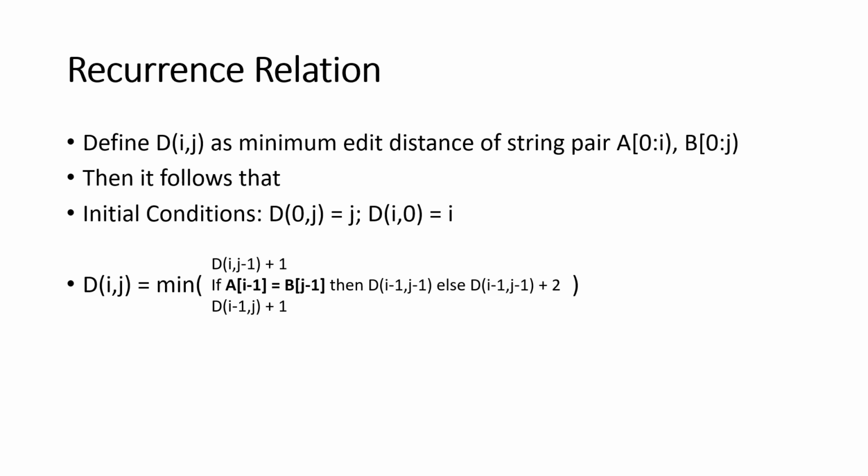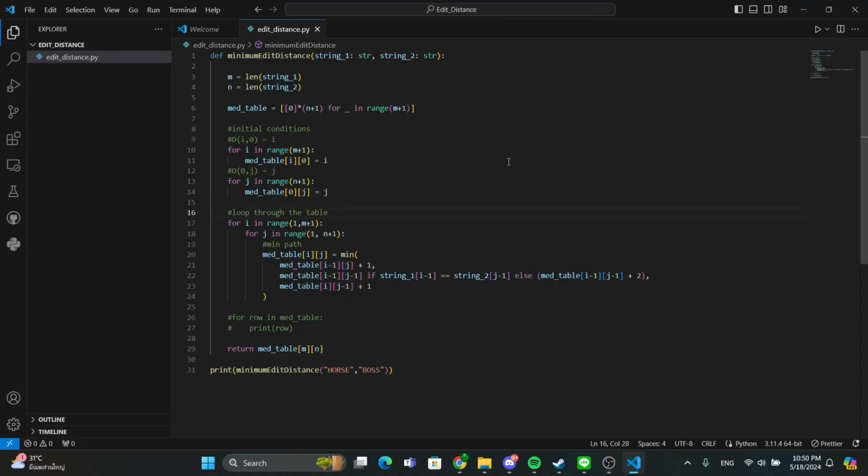So I will show you the code. Okay, so here's the code for the minimum edit distance. It takes two inputs, which are string 1 and string 2. First, we find the length of string 1 and string 2, which we define as m and n respectively. Now we will be initializing our minimum edit distance table, so that's what MED stands for. Here is where we define our initial conditions, just like what we said earlier.